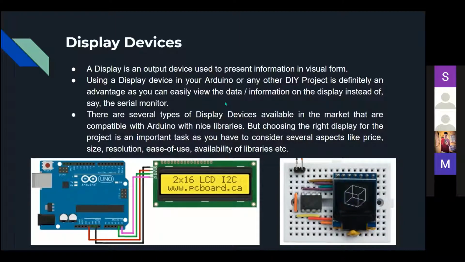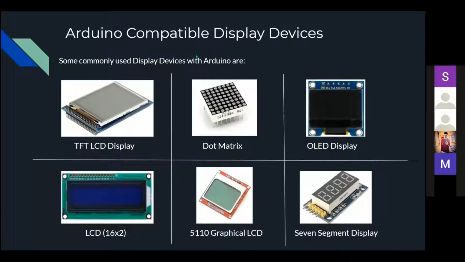Okay, so this is about the display. Coming to the types of displays that are compatible with Arduino, as I said in the previous slide, each display is interfaced with your microcontroller or microprocessor with the help of a library. Basically, this library acts as a connecting bridge between your LCD display and the microcontroller.